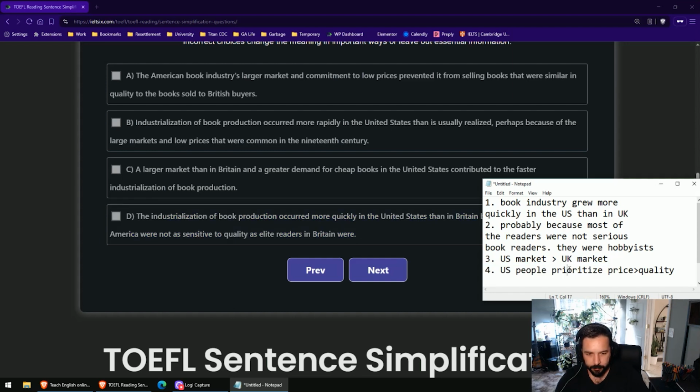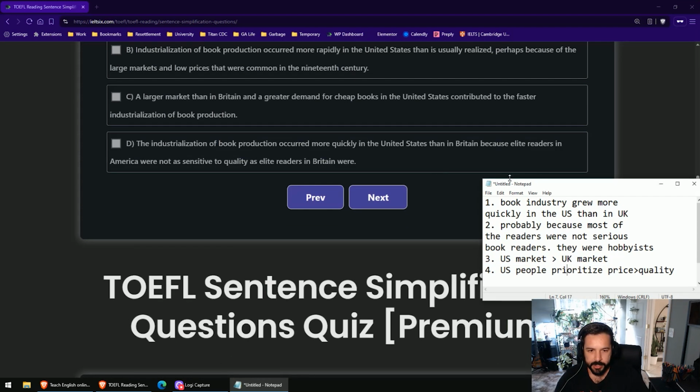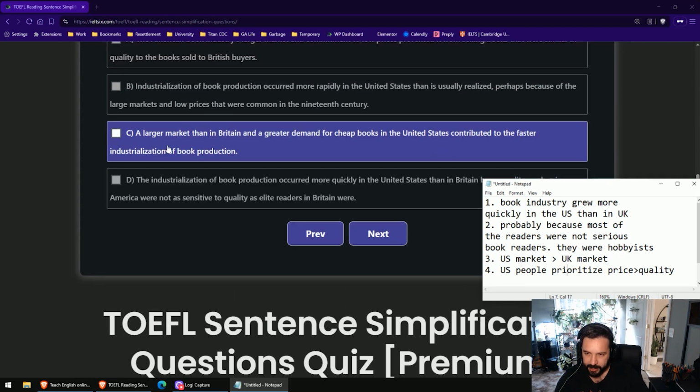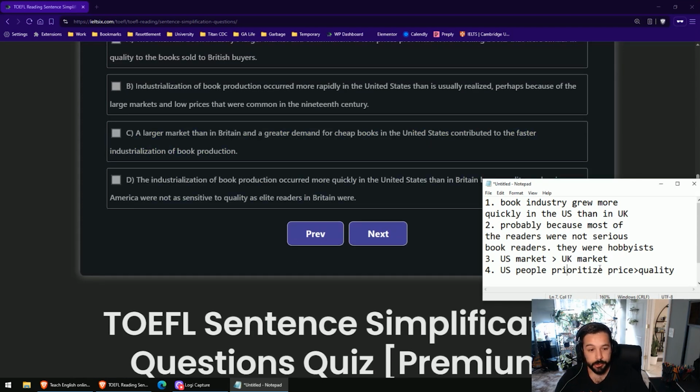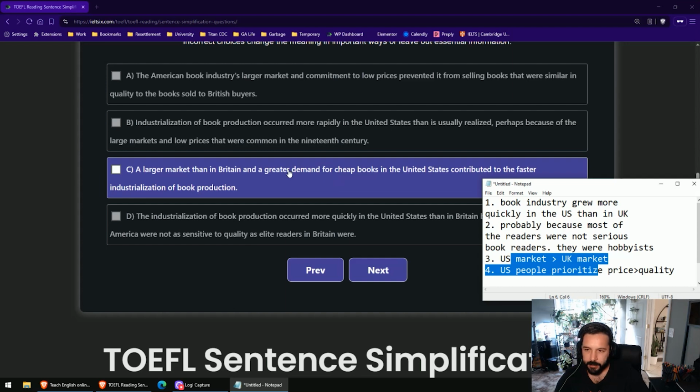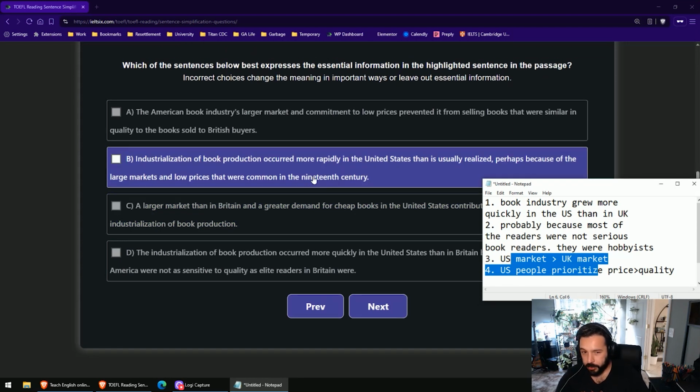D is mentioning 4 and also mentioning 1, that it grew more quickly. C mentioned the larger market and greater demand for cheap books, so 3 and 4, and also mentioned 1. But it didn't say probably. But also it didn't say it was the only reason. It says contributed, so there could be other factors as well.